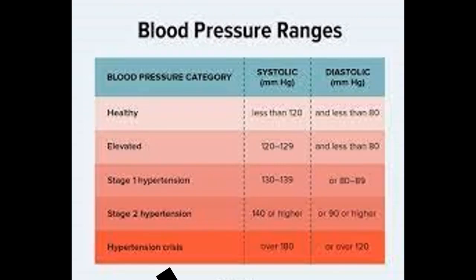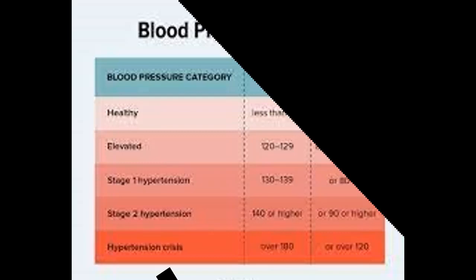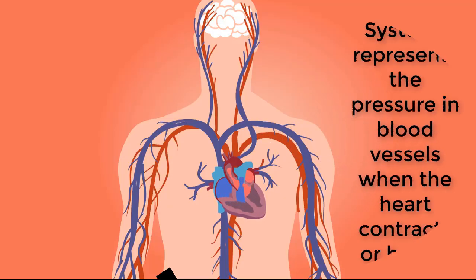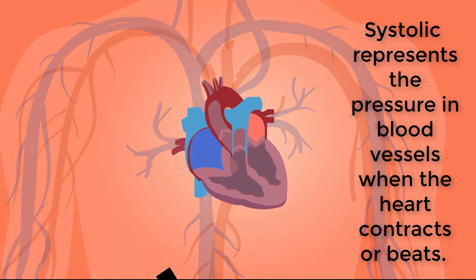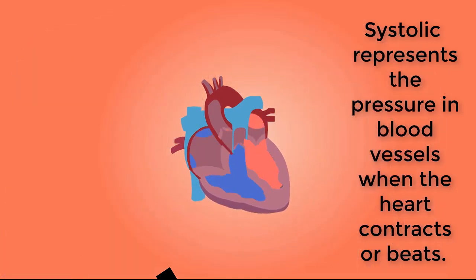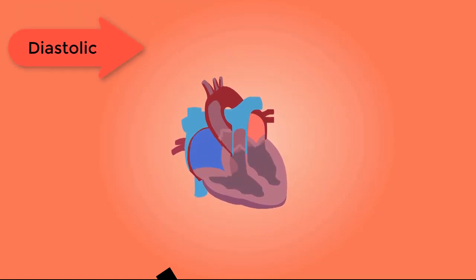Let me simply explain what systolic and diastolic mean. Both systolic and diastolic are units in measuring blood pressure, and the systolic is the upper value while the diastolic is the lower value.